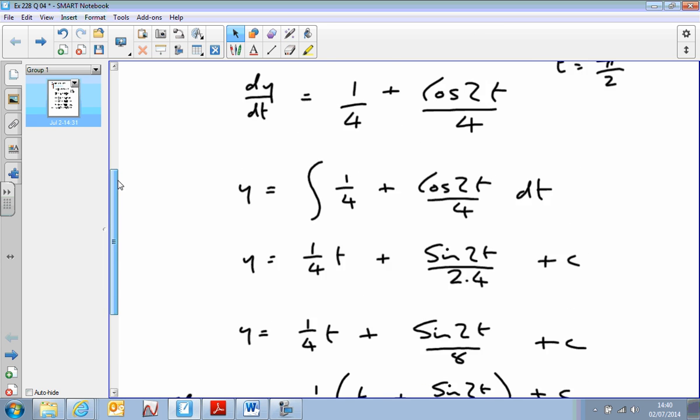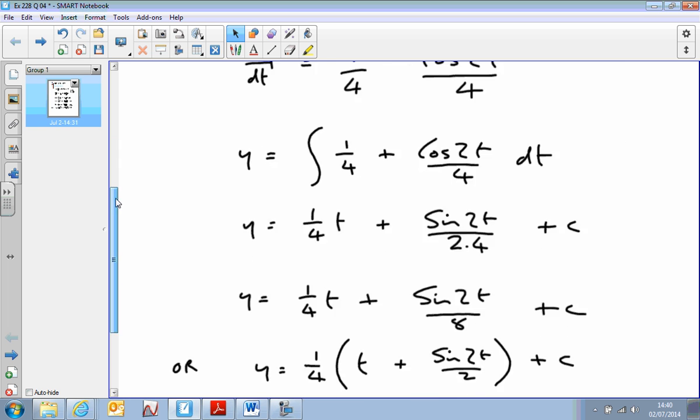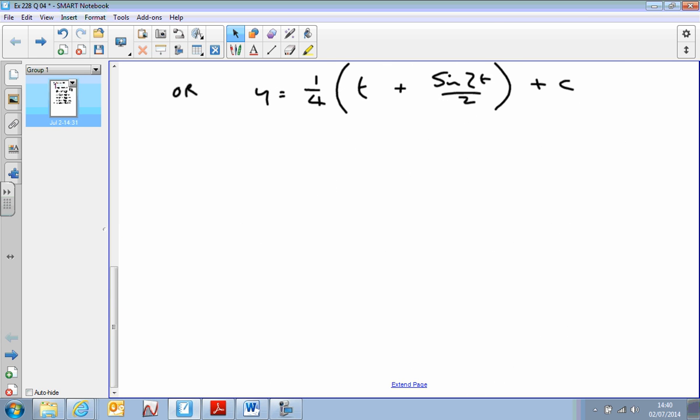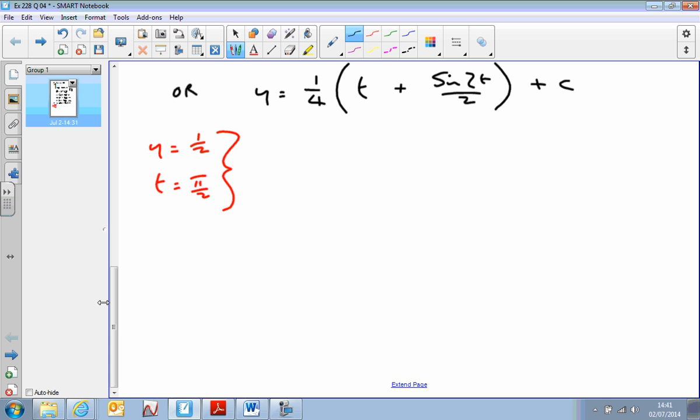So now y equals a half when t equals pi over 2. So putting those values in, I get a half equals a quarter t, which is pi over 2, plus sine pi over 2 over 2 plus c.